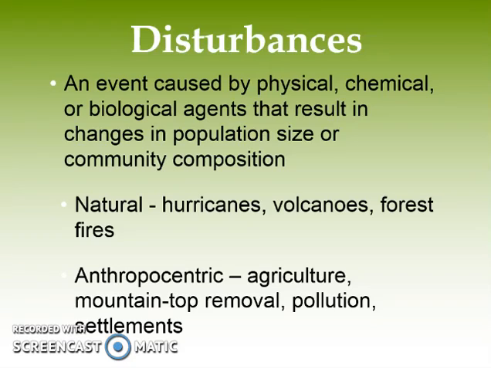Okay, moving on. Disturbances. Last little things for this chapter, just some odd things. Disturbances can be all kinds of things, anything that affects the environment or the biology or organisms in an area. There's natural disturbances, and then of course there's anthropocentric, I can't talk today, which are man-made. Your natural are things like your hurricanes, volcanoes, forest fires, tornadoes, that kind of thing. Anthropocentric is your agriculture, mountaintop removal for coal, pollution, human settlements, those kind of things.